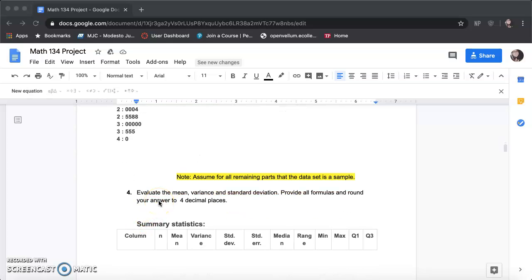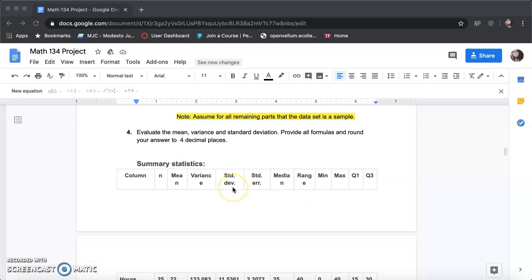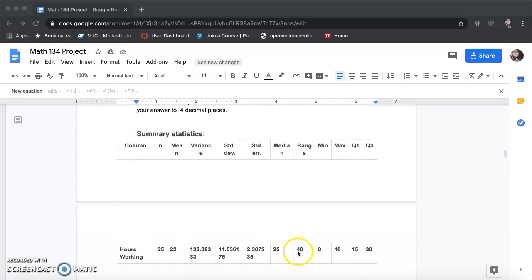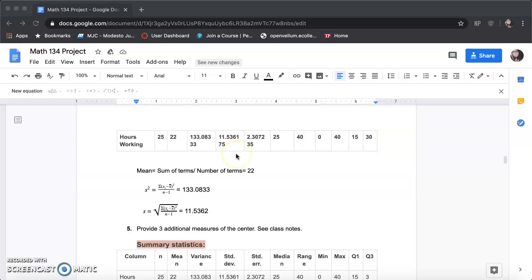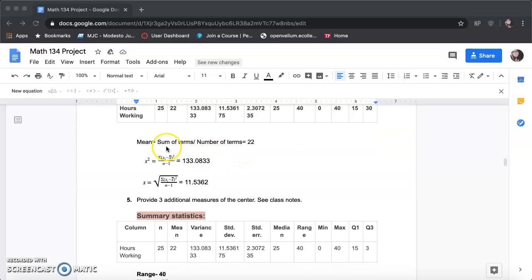For question 4, we have to evaluate the variance, the mean, and the standard deviation. We use StatCrunch again for this. We have our table here with the mean, variance, and standard deviation. The way we get the mean is you add up all the terms and then divide by the number of the terms. So our answer was 22.